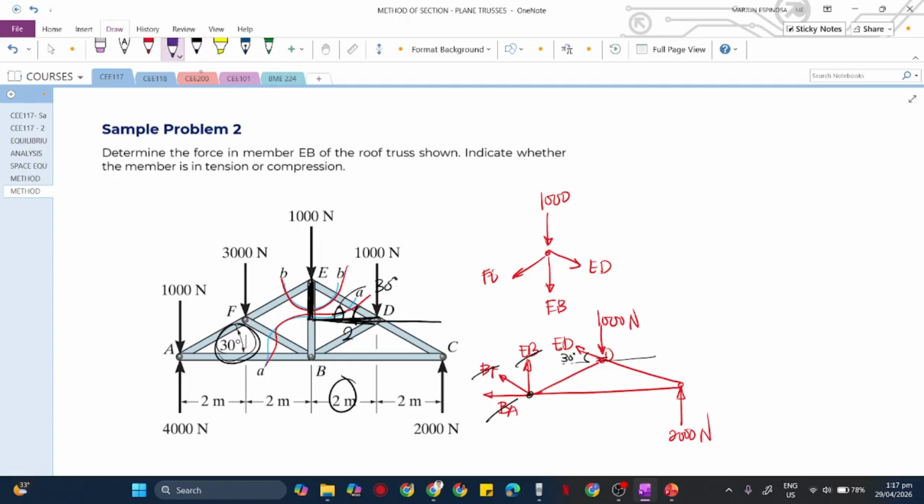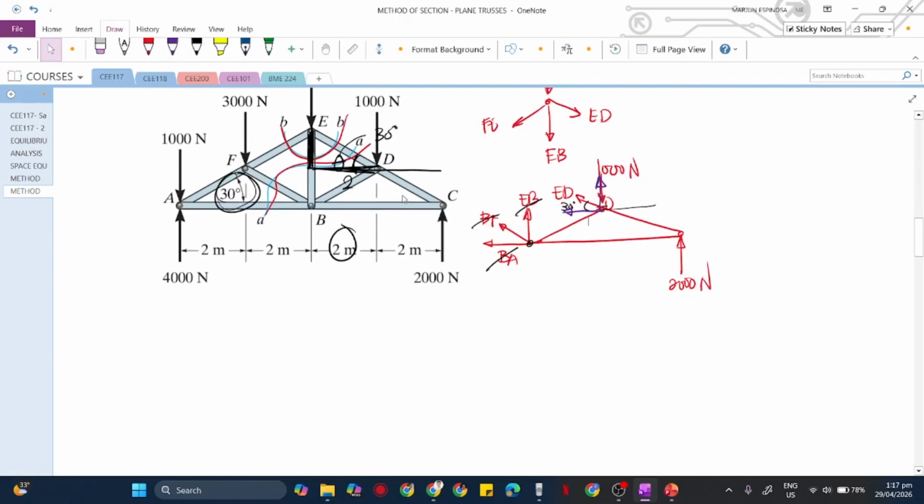So makukuha na natin yung horizontal component along this line, tapos yung vertical component. Okay. So we can now take the moment at point B. Sum up the moment at point B, equate that to 0. Positive yung magiging clockwise natin. So, obviously, yung ED, ito na horizontal component will have a counterclockwise as well as its vertical component. So, that is negative lahat. Negative ED. Unahin, kunin natin yung sa horizontal.